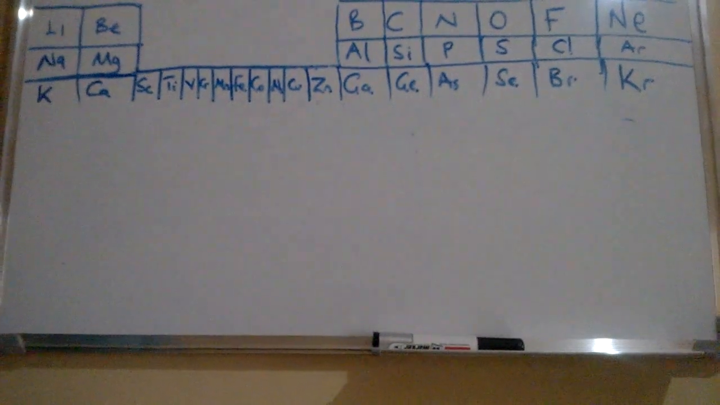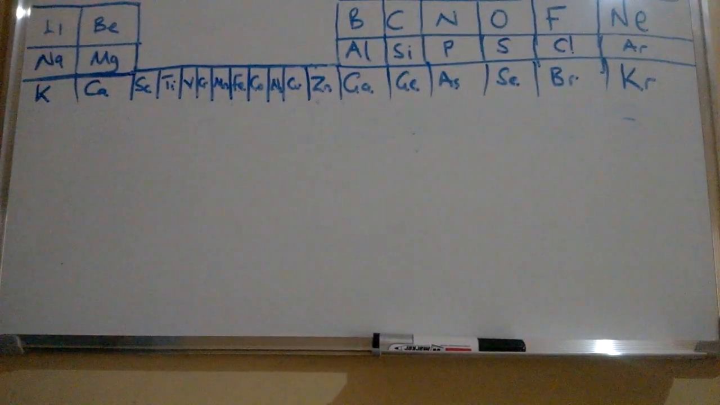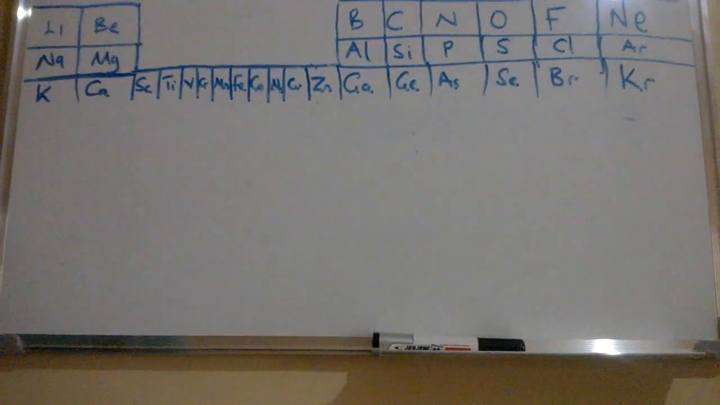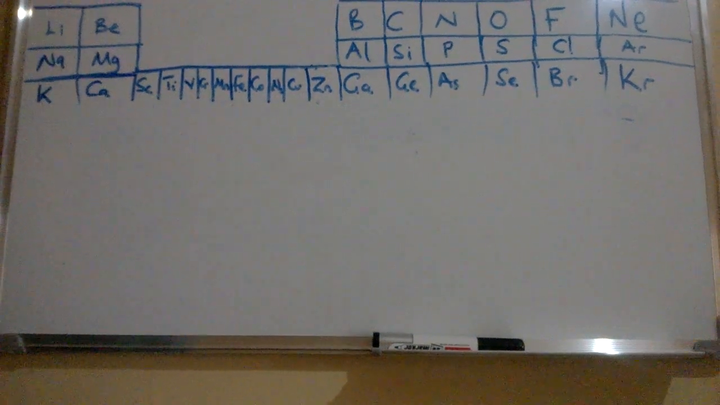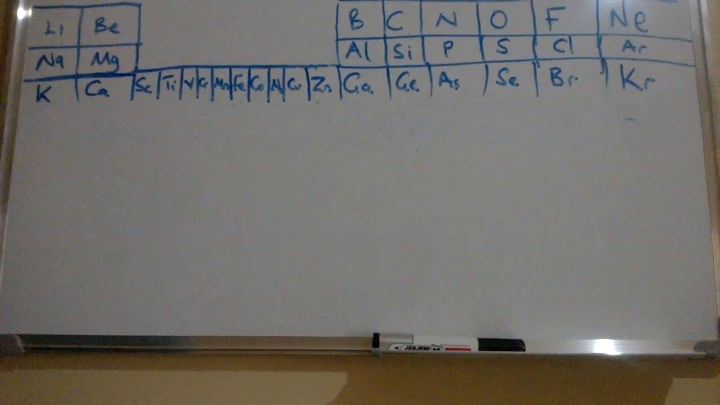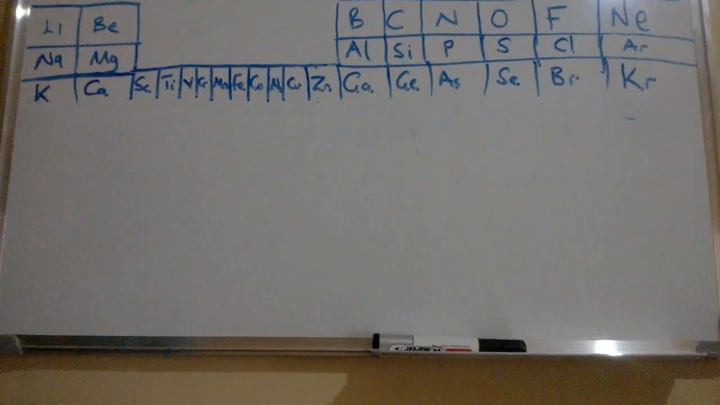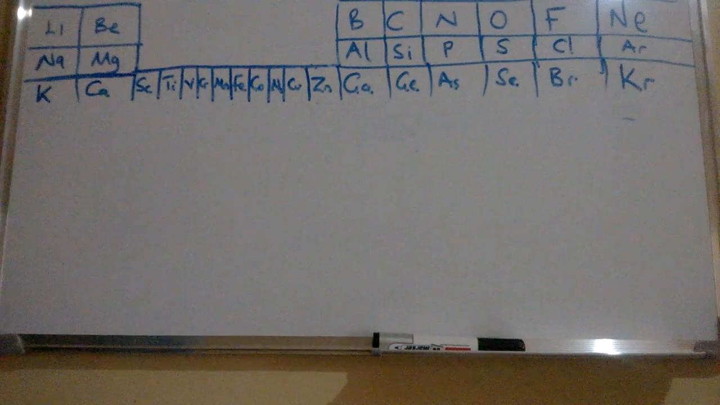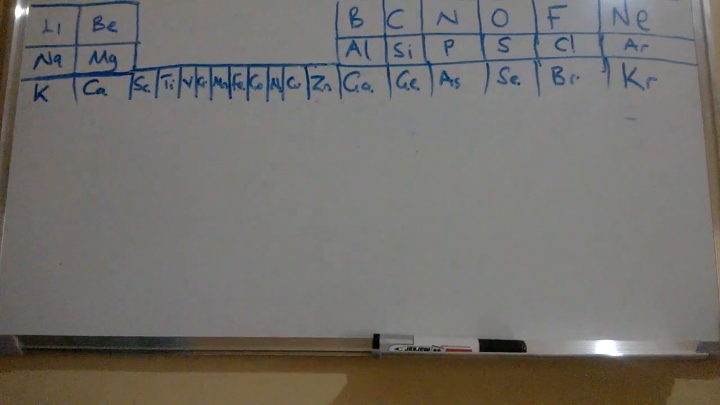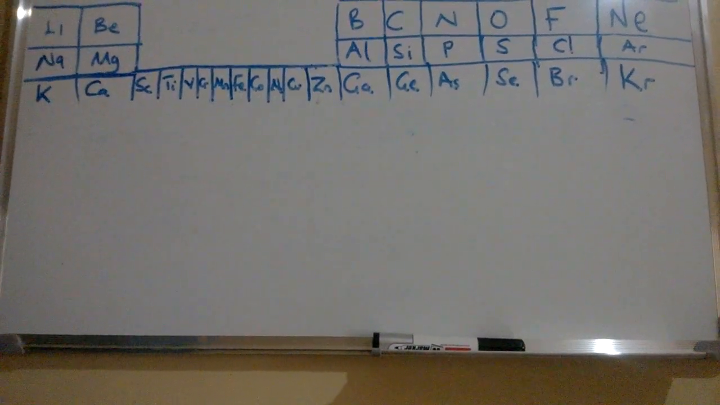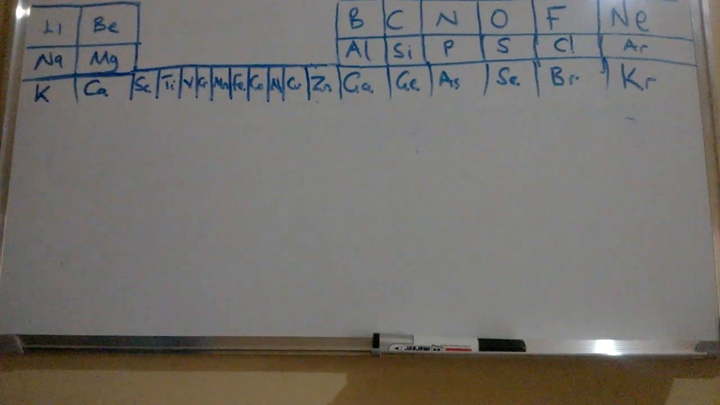So now, each of these elements in these given groups has a number of electrons equal to the group number. So those in group 1 have 1 electron in the outermost shell. Those in group 2 have 2. Those in group 3 have 3. Those in group 4, 4. Those in group 5, 5. Those in group 6, 6. Those in group 7, 7. And those in group O have 8.